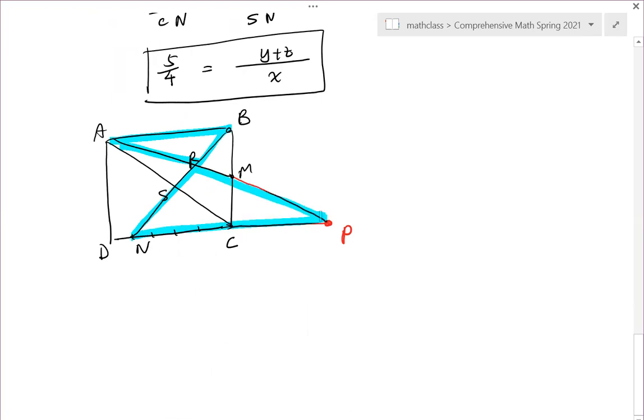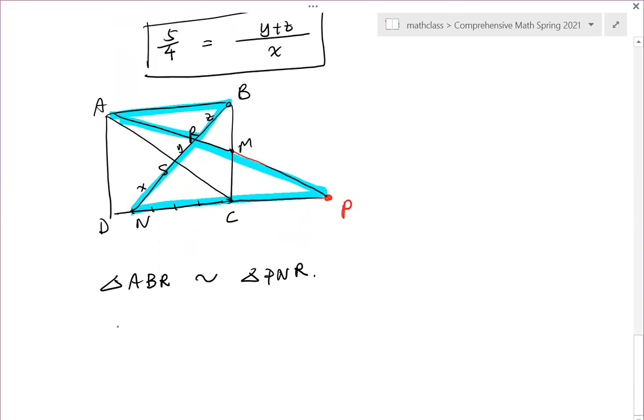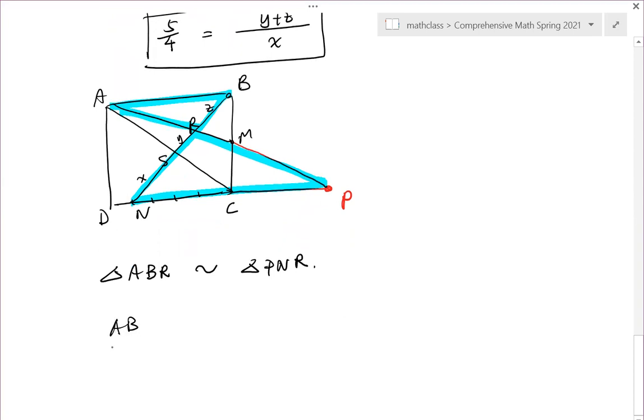Okay. Yeah, those two triangles. And this is X, Y, Z. Those two triangles are similar. Right? So the triangle ABR is similar to the triangle PNR. So the ratio AB compared to PN should be equal to BR to RN.